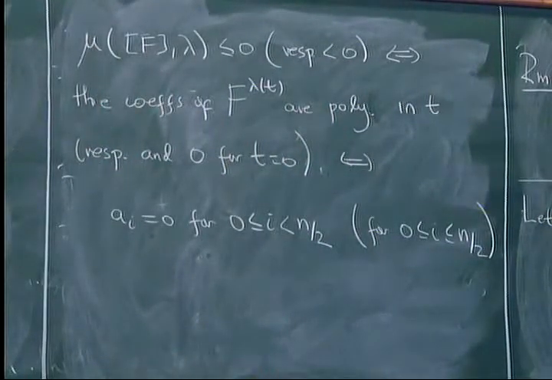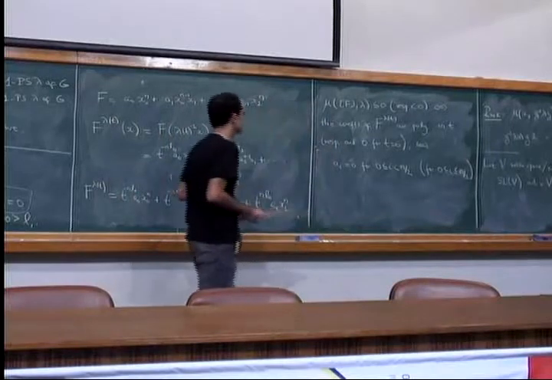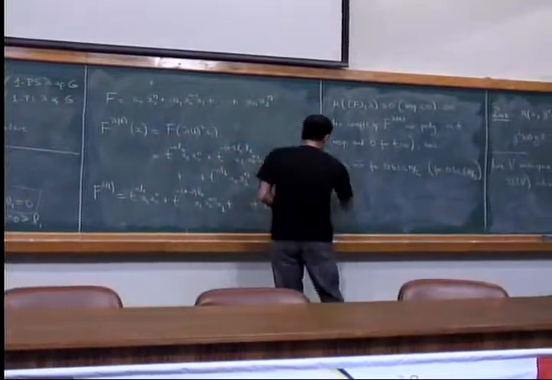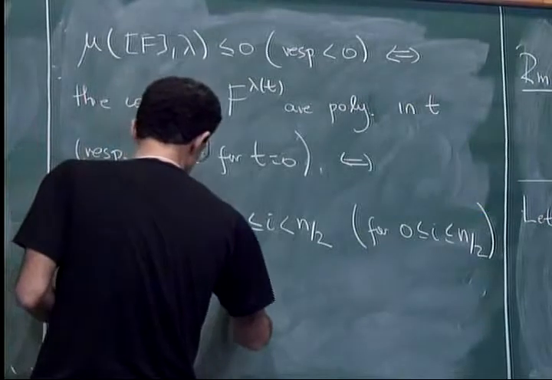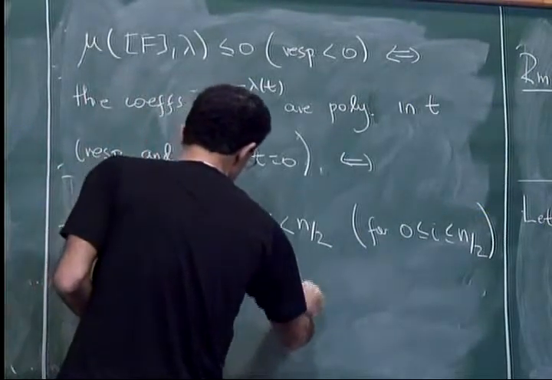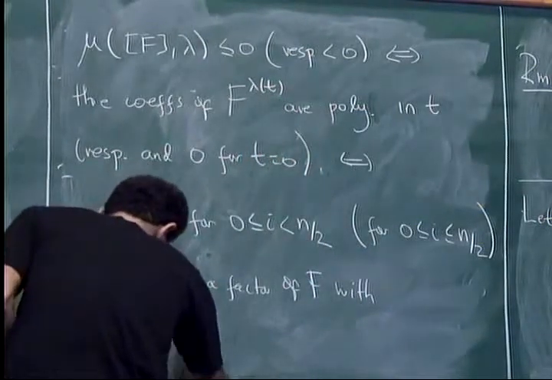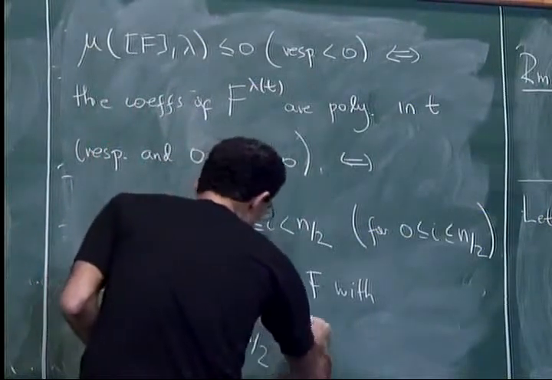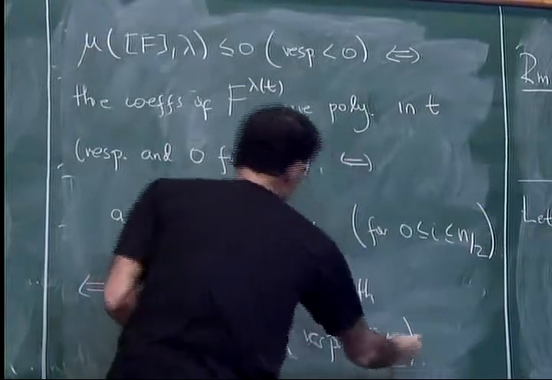Okay, so if n over 2 is an integer, what happens here is that you have no power of t. Okay, which is okay in this situation, but for here, not. You have to remove that one as well. Okay? And this happens if and only if x1 is a factor of f with multiplicity at least n over 2, or respectively greater than n over 2.